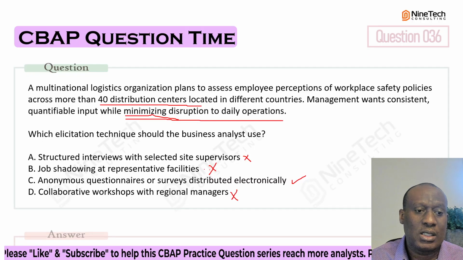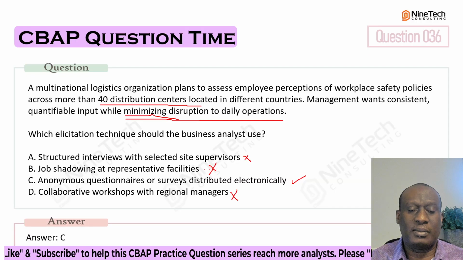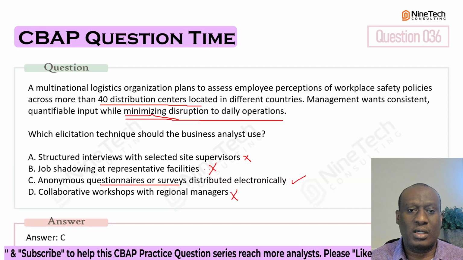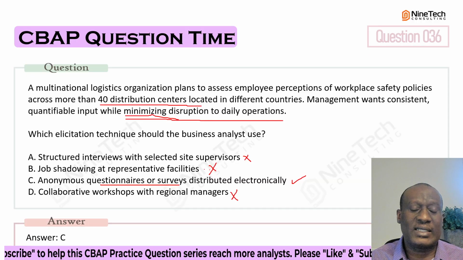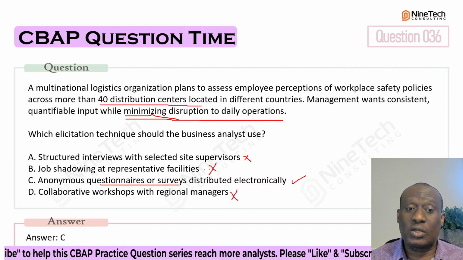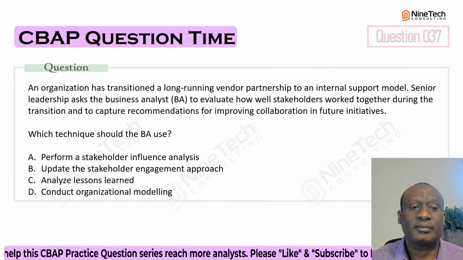Let's see. C. Awesome. C. I hope you got that. So remember that we need something that will minimize disruption and that we can send to all the stakeholders in different areas. So let's go to question 37.